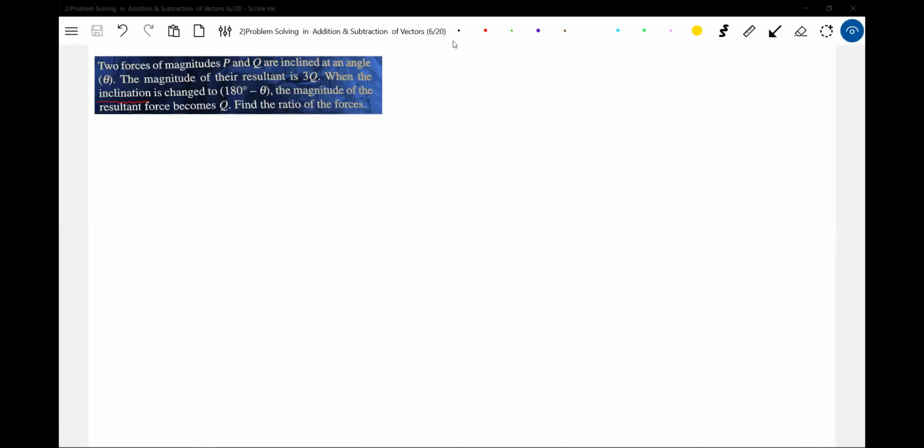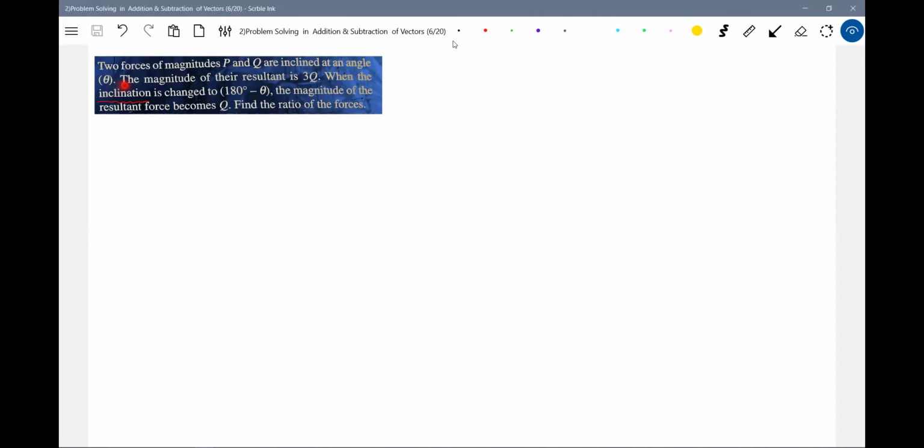Two forces of magnitude P and Q are inclined at an angle theta. The magnitude of the resultant is 3Q. When the inclination is changed to 180 minus theta, the magnitude of the resultant force becomes Q. Find the ratio of the forces. When the inclination is changed to 180 minus theta, so what do you mean by that?